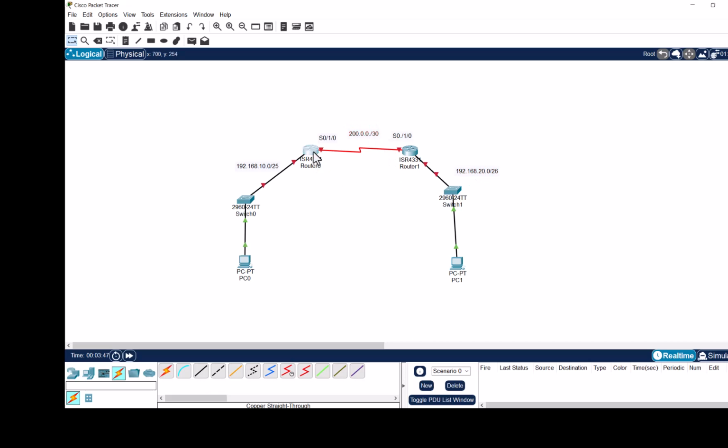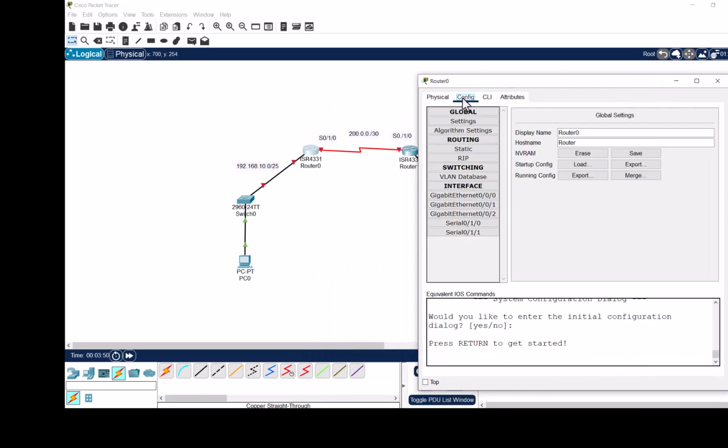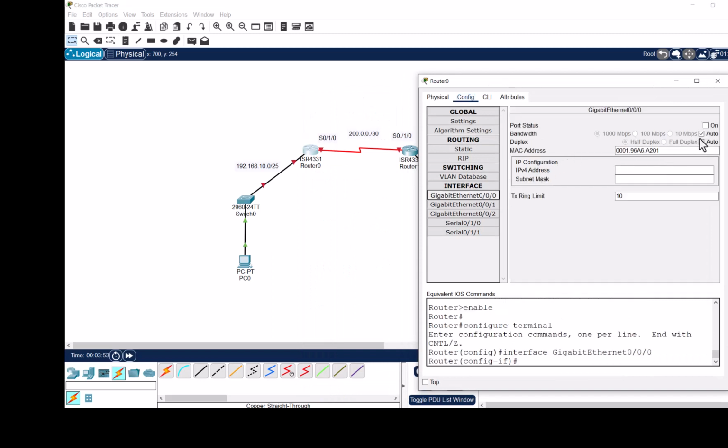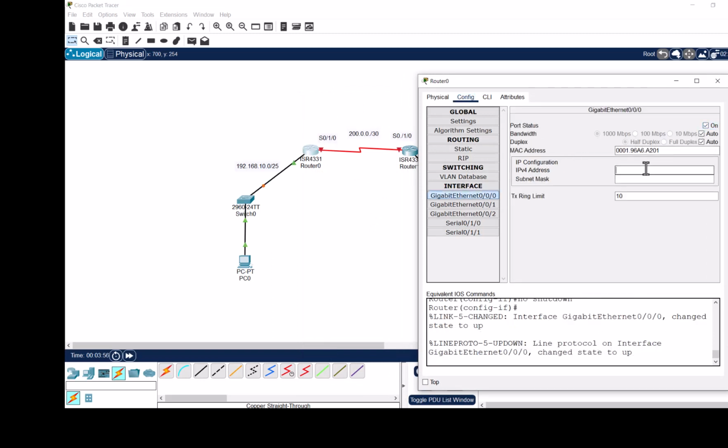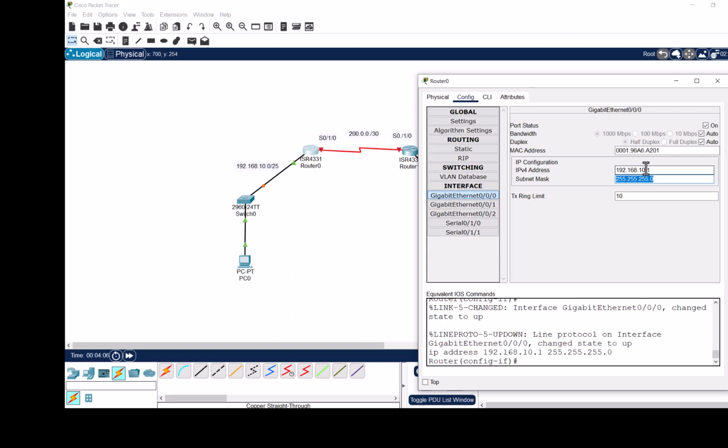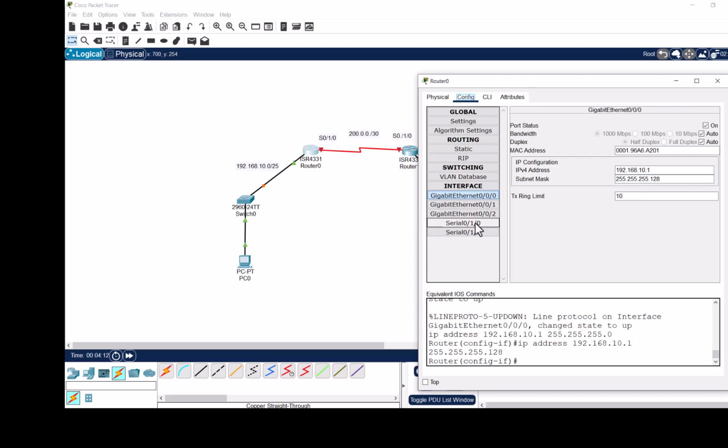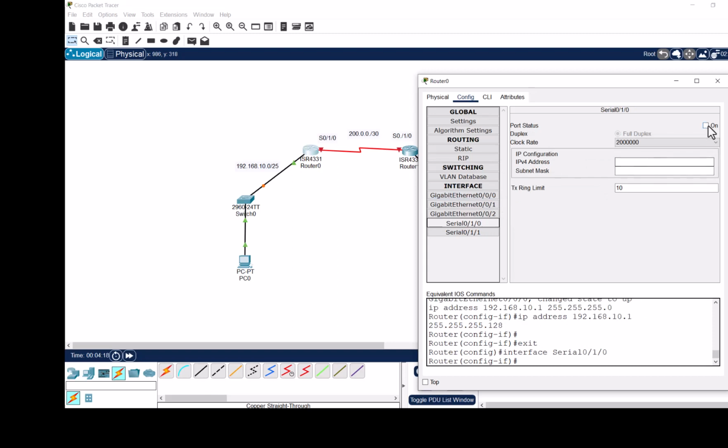So let me start by configuring the IP addresses. I'll go to config here directly. I'll make the Gi0/0 of the left network, let us give it directly the first IP address, 192.168.10.1. The subnet mask is 128, and that's it. And I'll go and give the serial 0/1/0, I'll make it on first, 200.0.0.1. It is /30, so I'll make it 252, and that's it.